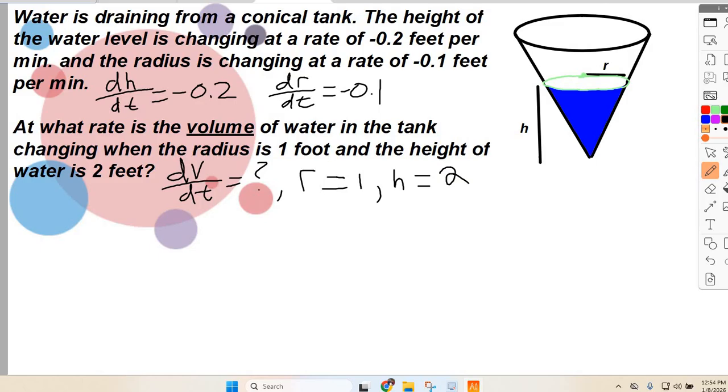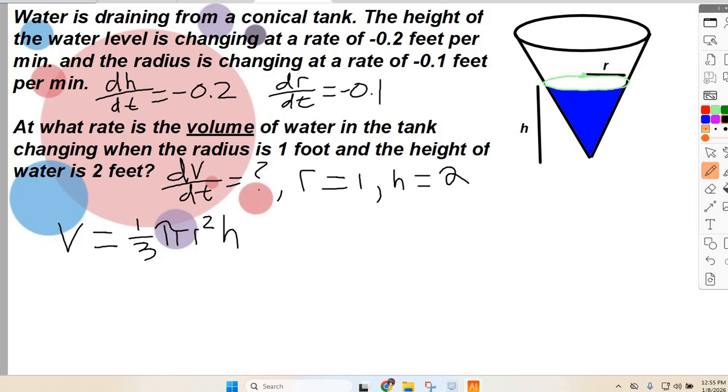So speaking of, do we know what the volume of a cone formula is? No? All right, one nice reminder. Volume, so V equals 1/3 pi r squared h. Does that relate the things that I'm looking for and what they give me? Volume, radius, and height. Yes.